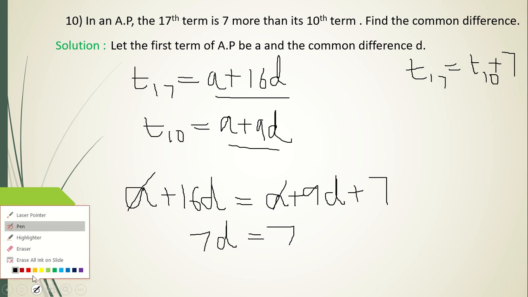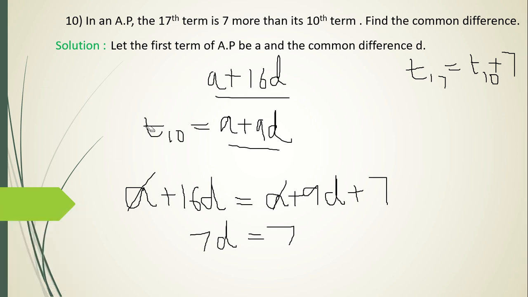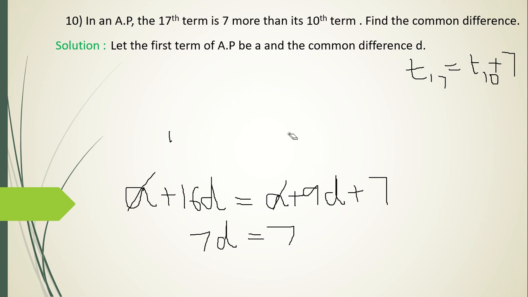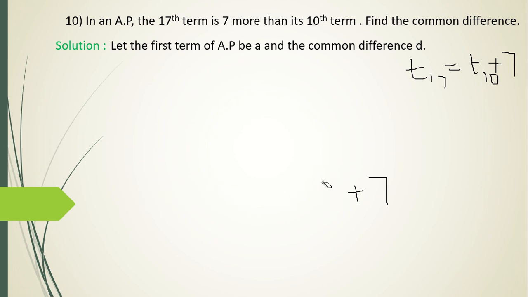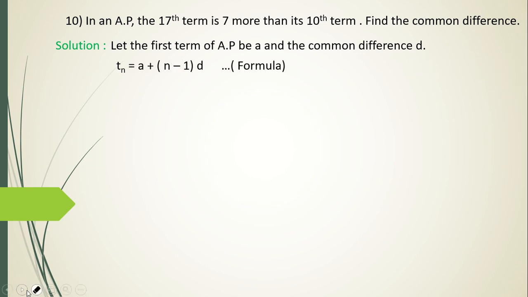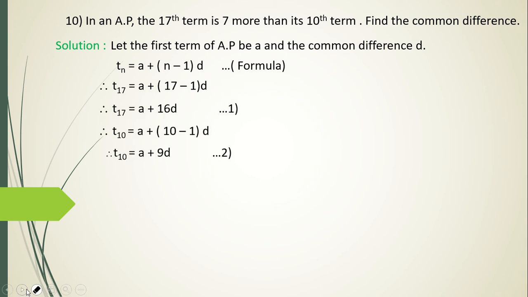So whatever information is given in the question, just make a note of it and go on doing according to that. You will never go wrong. Go step by step. This is the formula. According to the formula we get T17 and T10, number 1 and number 2, and then write the condition given.